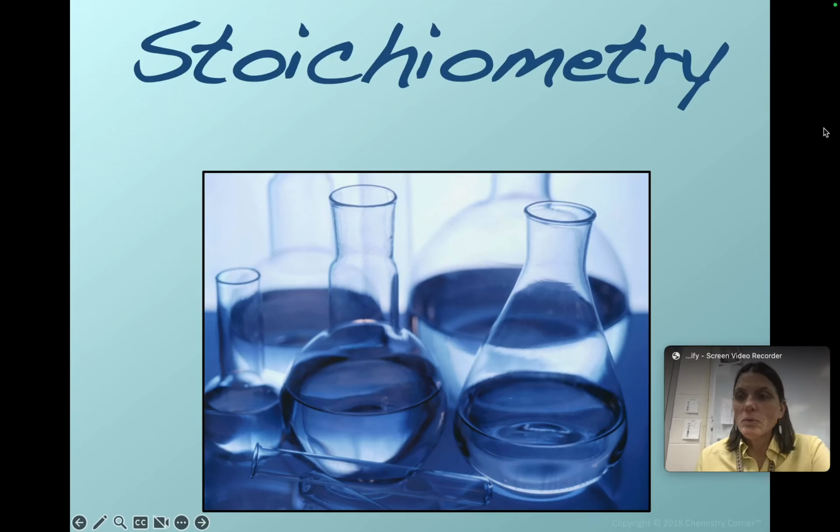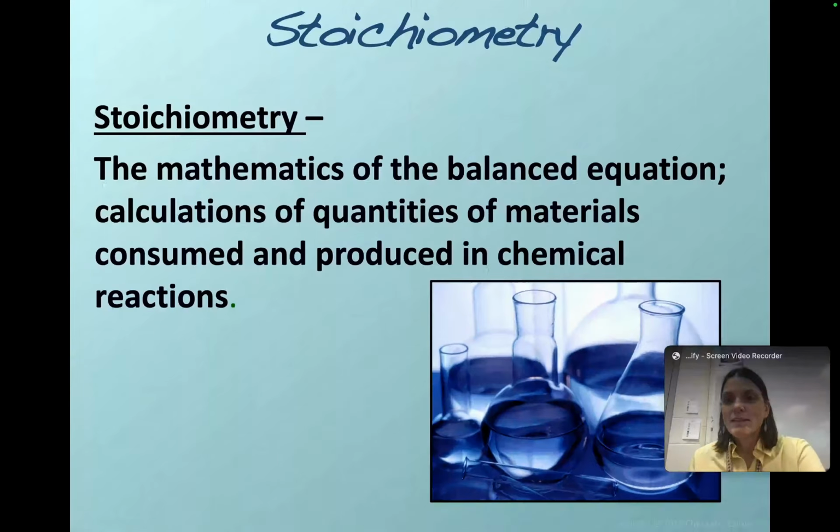Stoichiometry. Stoichiometry takes what we've learned about the mole and connects it with the idea of a balanced equation. So we can figure out how much we start with, how much we're going to get, and understand the quantities in a chemical reaction. The definition of stoichiometry is the mathematics of the balanced equation: the calculations and the quantities of materials consumed and produced in a chemical reaction.